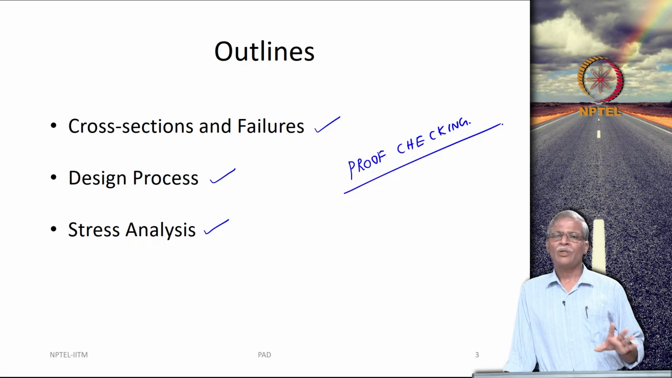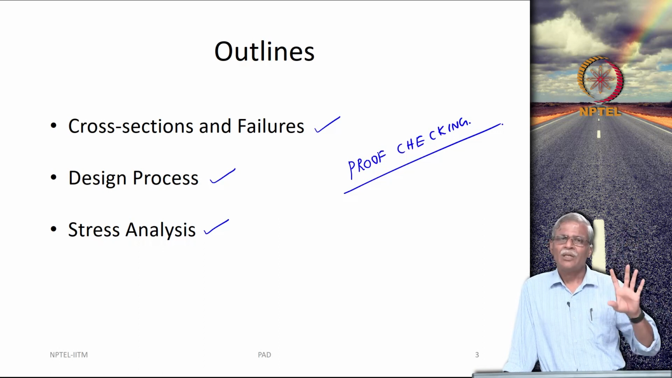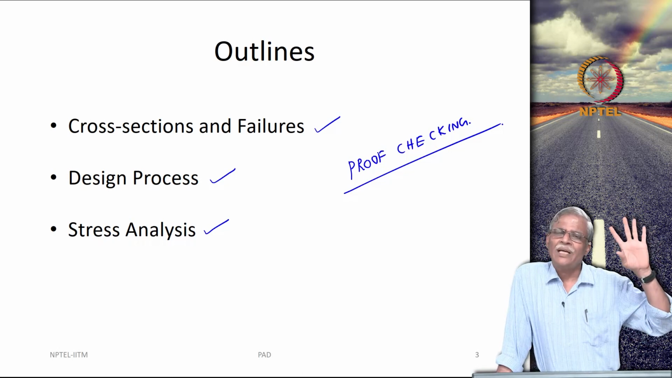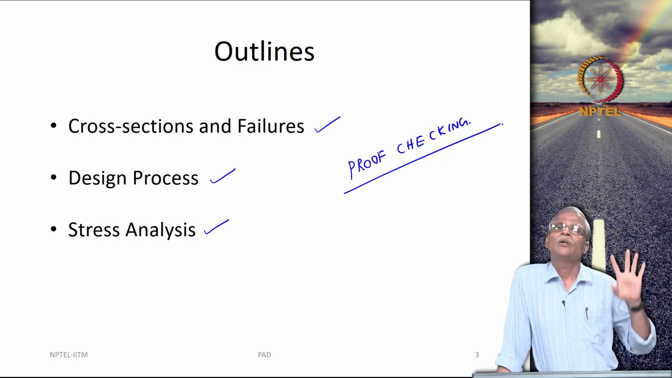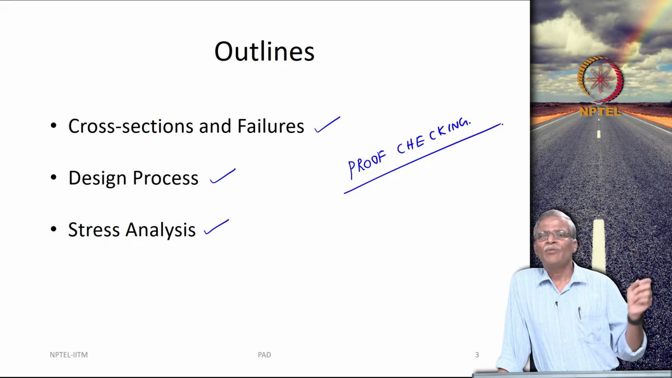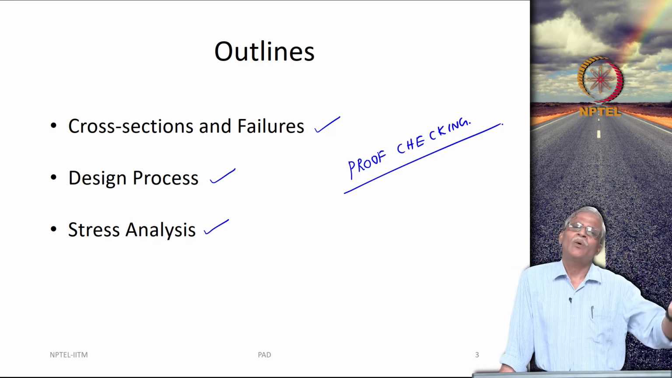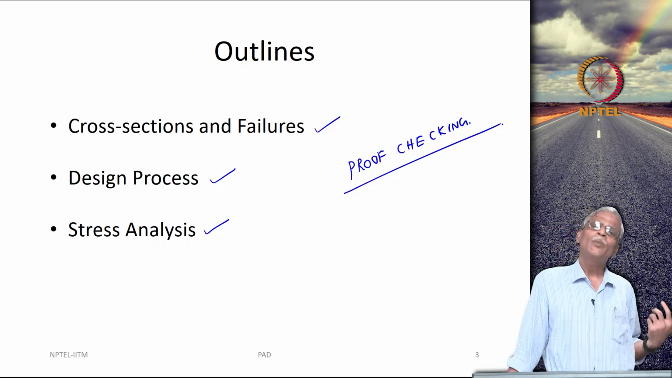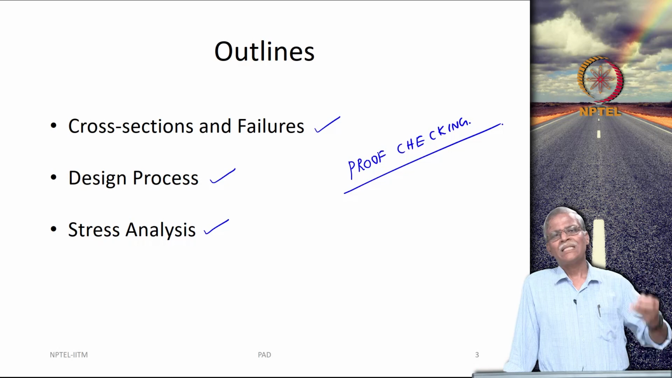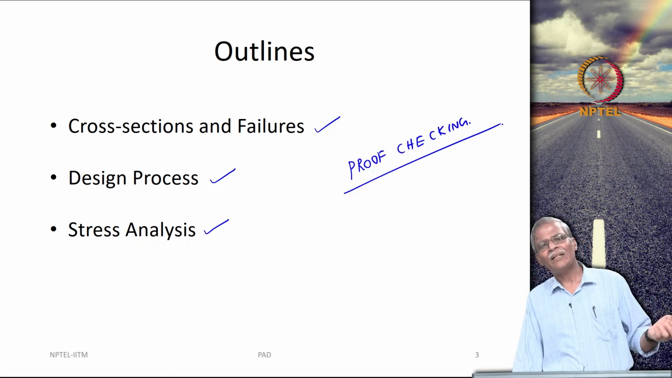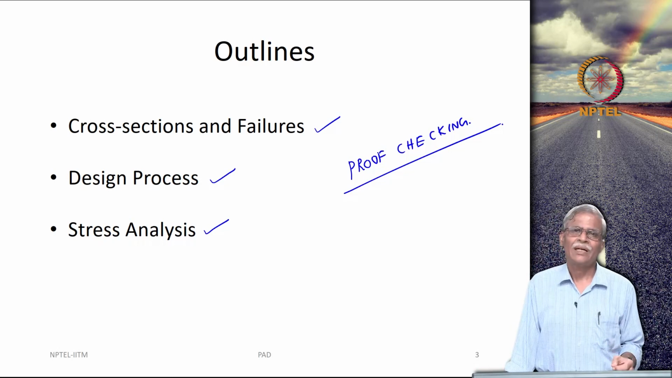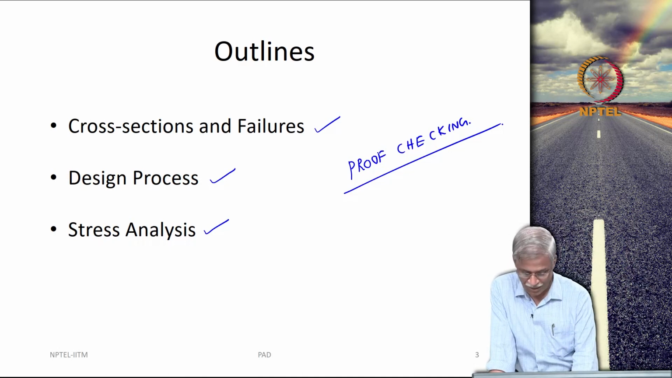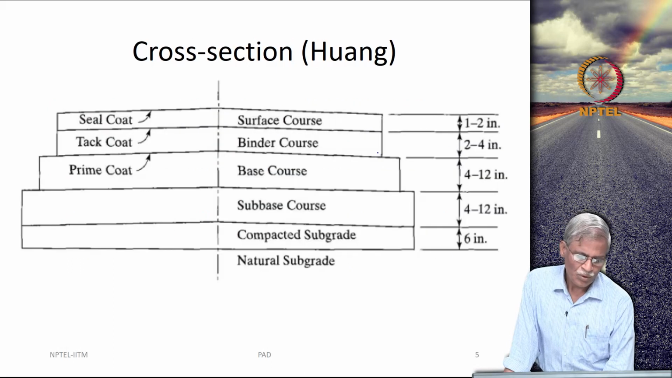So, what we first want to find out is that these are the different cross sections and each layer in a cross section has a specific role to play. We will first understand intuitively what the failure conditions are, then we will try to compute the critical stresses and strains related to those failure criteria, and for that we need to use a stress analysis procedure. So, that is the outline that I am going to take here.